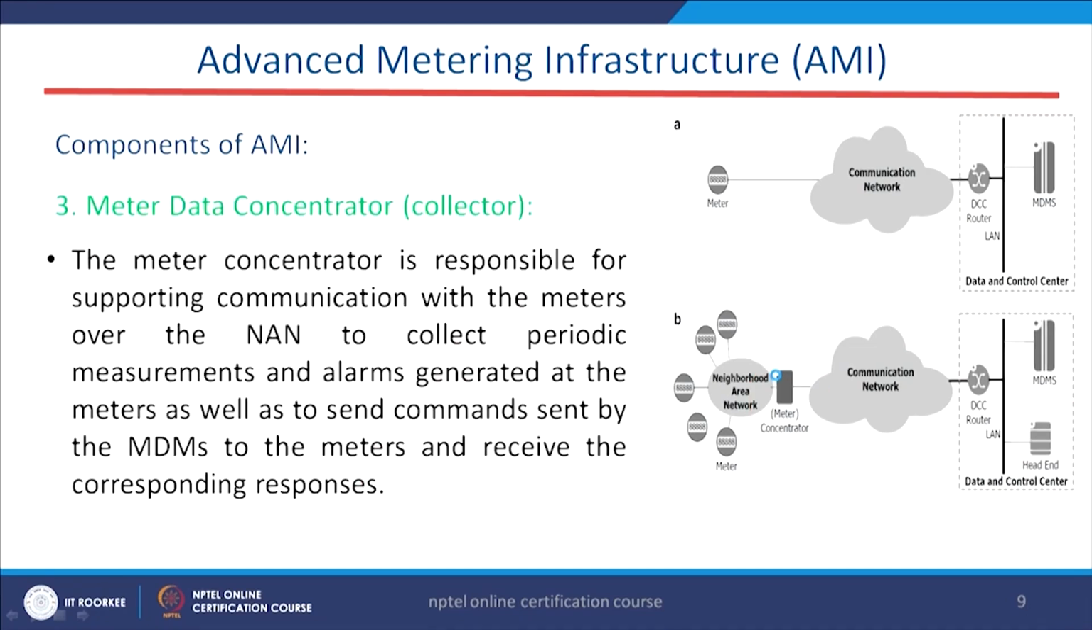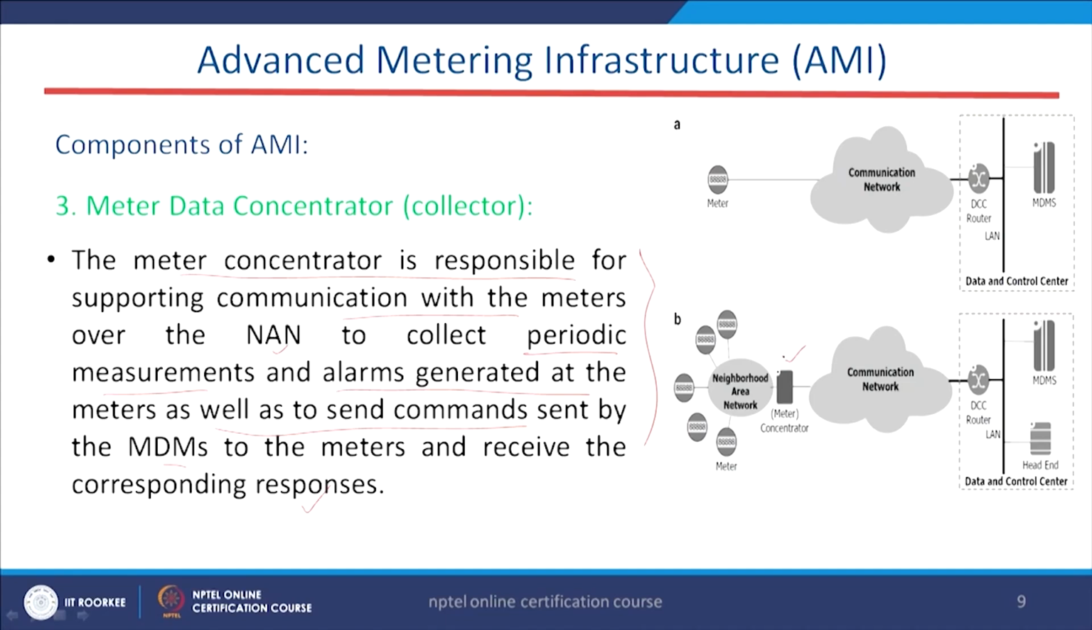That is what I have just described in the previous slide, and this is what is written here. This meter concentrator is responsible for supporting the communication with the meters over the NAN to collect periodic measurements. This is important. It may be within 5 minutes, 15 minutes. So, the periodic measurements and alarms generated at the meters, as well as send the commands or send the DMS to the meters and receive corresponding responses. I want to explain this point further. What is the function of this meter concentrator?